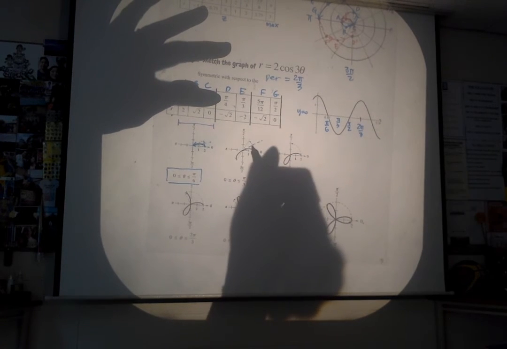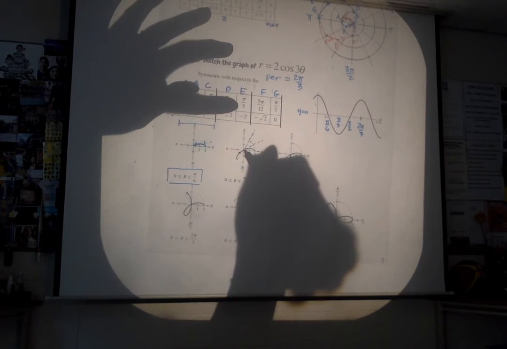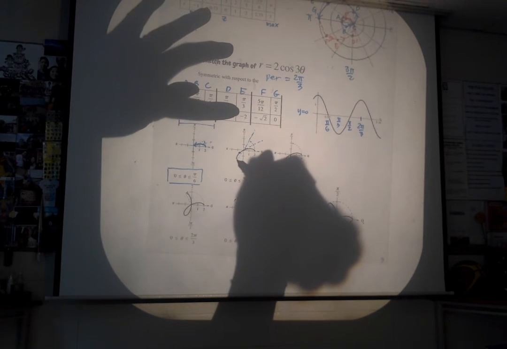But it says negative root 2, so you're going to go back. So it's about this point. Pi over 3 is about right here. And what does it say? It's negative 2, so it goes negative 2.